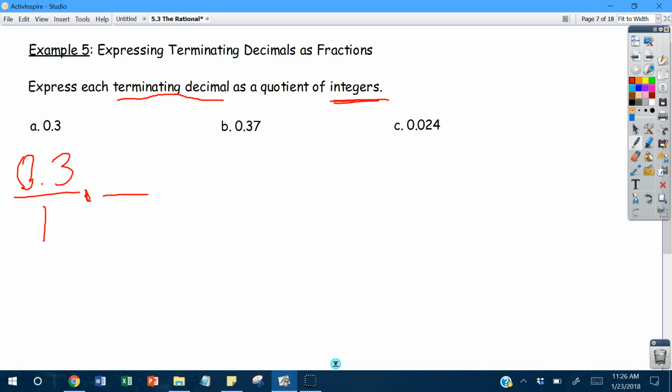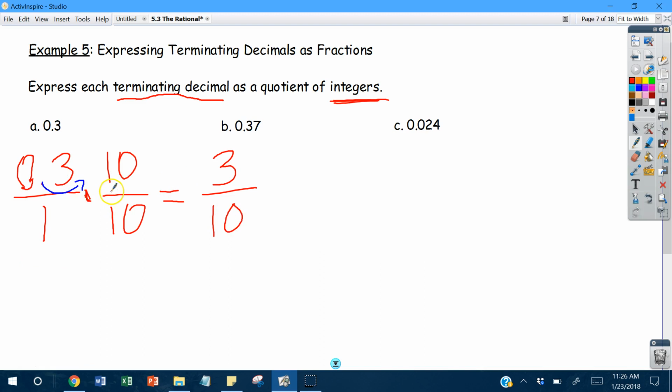And the answer is yes. I can actually take this and multiply it by 10 over 10. And if I do that, all that does is it takes, multiplying 0.3 times 10 takes this decimal, moves it over 1 decimal place to the right, and I end up with 3 in the numerator and 10 in the denominator. So that works. So that's all I really need to do there.